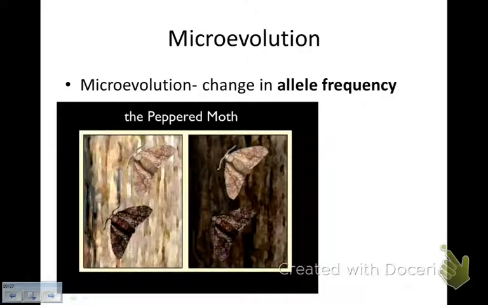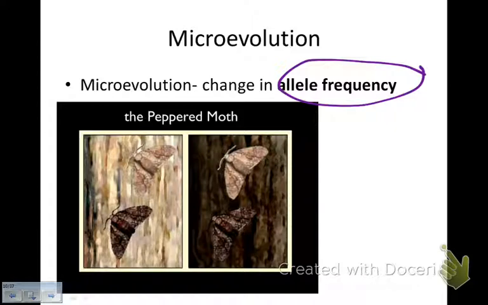Okay, so we're starting now with microevolution. Remember, microevolution is a change in allele frequency. Changes in P's and Q's. Dominant versus recessive is the percent changing. So microevolution leads to macroevolution, and macroevolution is a new species or speciation occurring. So first we're going with microevolution.